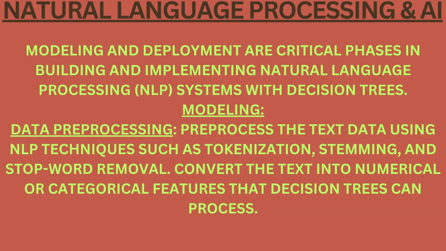Modeling and deployment are critical phases in building and implementing natural language processing (NLP) systems with decision trees. Modeling. Data pre-processing. Pre-process the text data using natural language processing techniques such as tokenization, stemming, and stop word removal. Convert the text into numerical or categorical features that decision trees can process.